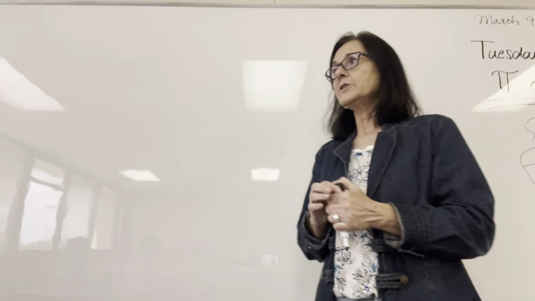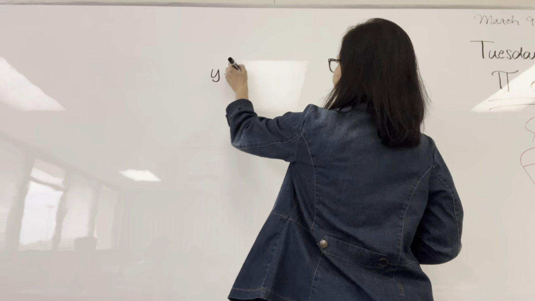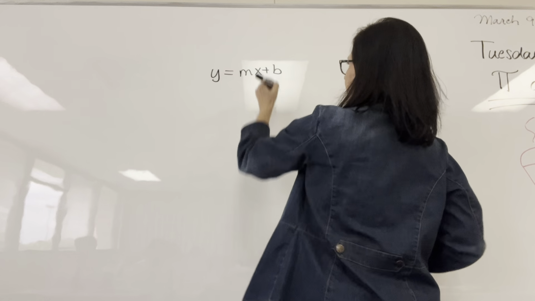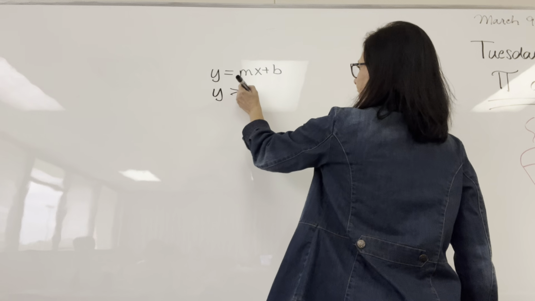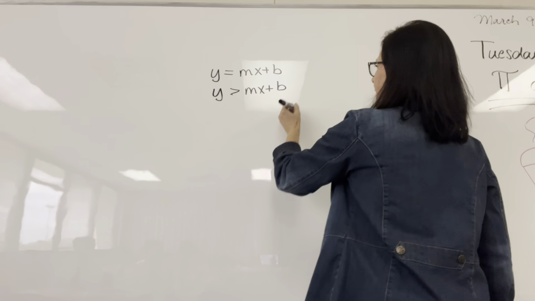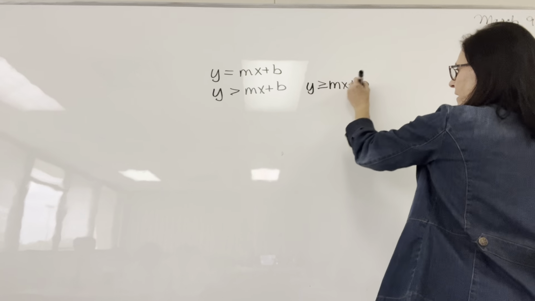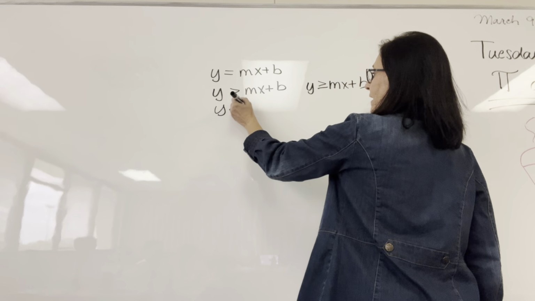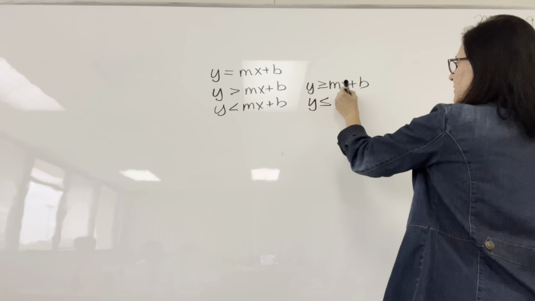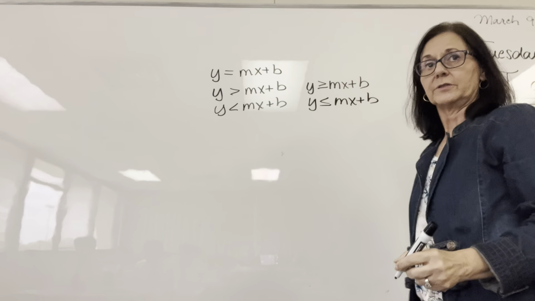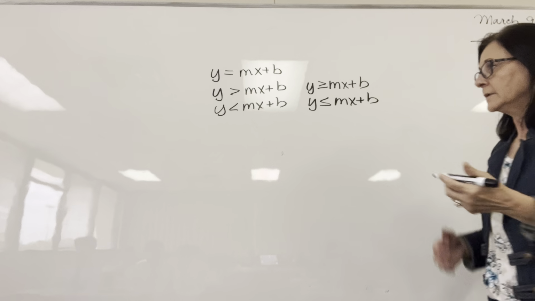So instead of y equals mx plus b, we're going to have y maybe greater than mx plus b. We're going to have y greater than or equal to mx plus b. We're going to have y less than mx plus b, y less than or equal to mx plus b. That's our four options for inequalities. All right? Now let's think about our options.